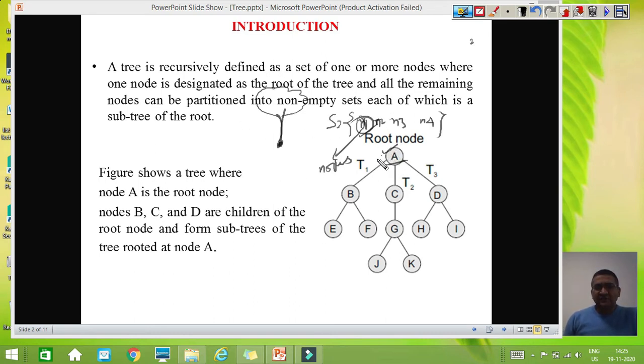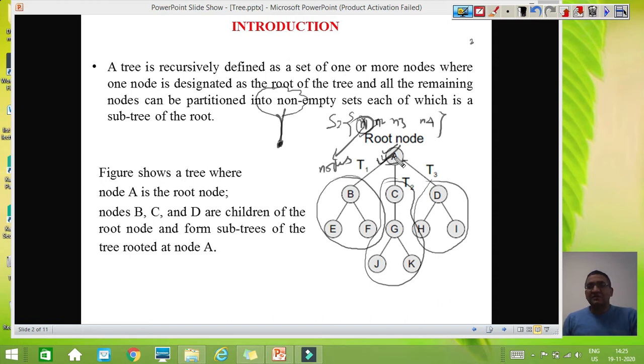One node is special and we call it the root, and the other nodes can be partitioned into non-empty sets, each of which is a subtree of the root. Out of all the given nodes, this special node is the root, and the other nodes we collectively call a subtree. This is one set which is a subtree of this node. This is again a set of nodes which is a subtree of this root node, and this is a subtree of this node.